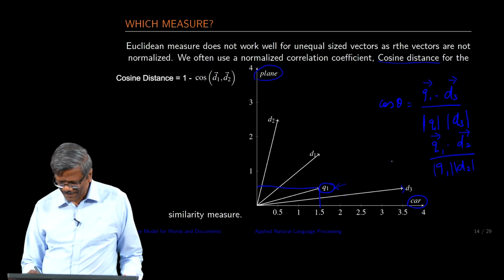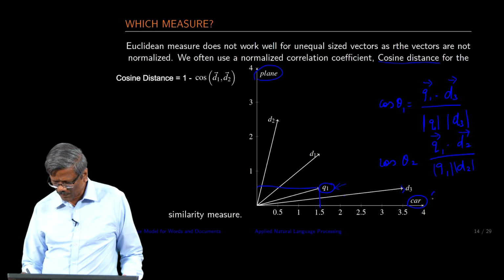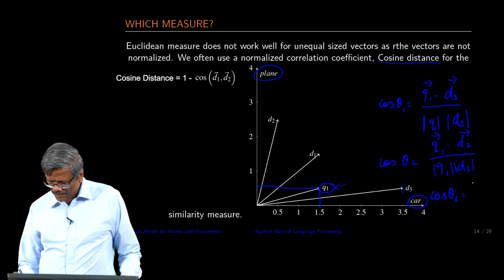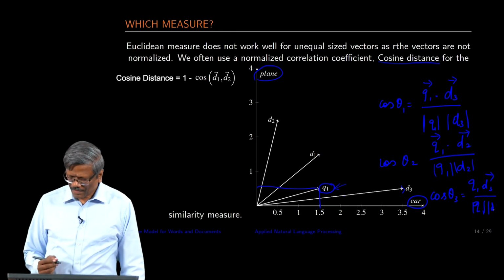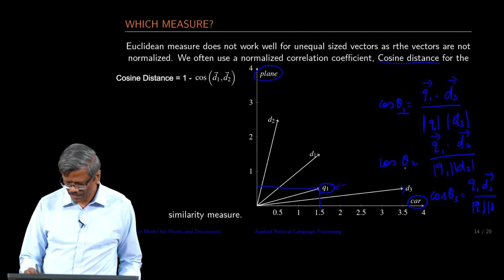And then this is for theta 1, let us call this one theta 2, and then we will have another one, cos theta 3, for the third one, which is Q1 dot D3 divided by the norm of Q1 and the norm of D3.